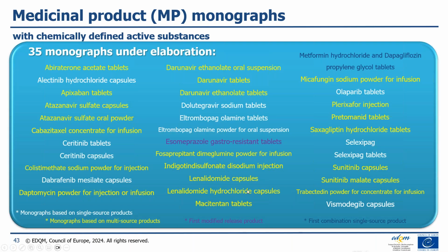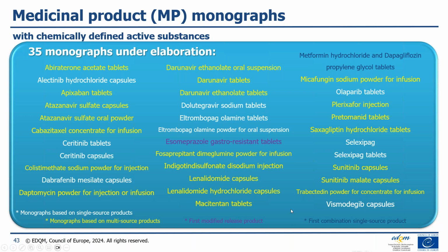We have 35 monographs, and in white are those that are elaborated under the P4 procedure, whereas the yellow represents monographs being elaborated as P1 monographs. As I mentioned before, we have also now included the first combination single source product in our work program. This is metformin hydrochloride and dapagliflozin propylene glycol tablets. But we have also widened the scope to include modified release products. So the first modified release product that we are working on is esomeprazole gastro-resistant tablets.